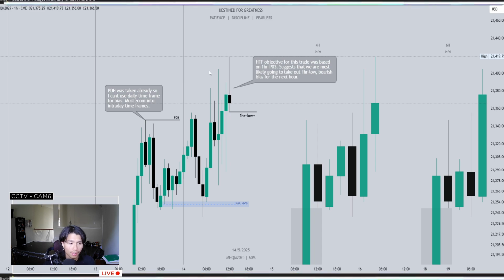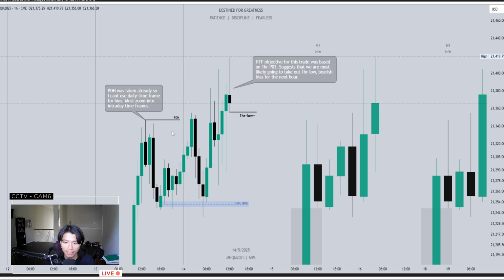order flow. And one thing I did want to mention here too is that we did take out previous day high coming into the morning session, or London session. So it is good that I didn't rely on the daily objective, because the daily objective has already been taken. You guys may not see this, but this high right where my mouse is is the 6 hour candle's high. And we actually took out that 6 hour candle's high, and then we created this bearish hourly candle.